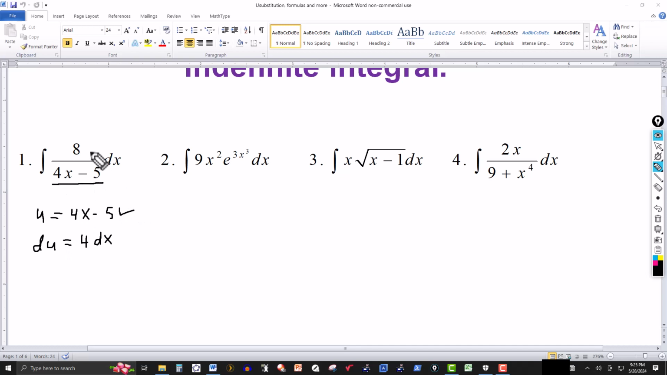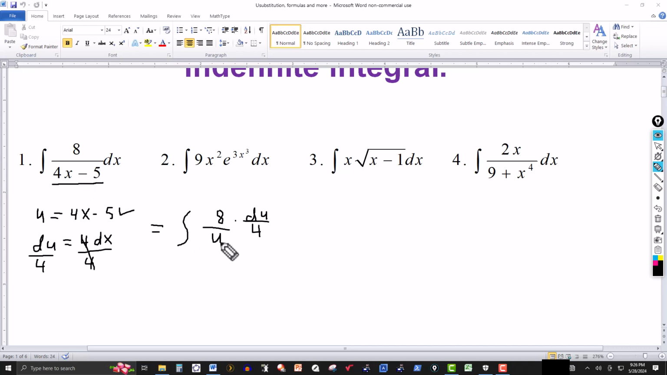So now the object is to transform this integral, but instead of an x variable, we want the u variable. So the 4x minus 5 will be replaced by u. X is not allowed once you make the substitution. For the dx, I divide both sides by 4, so dx equals du over 4. I can rewrite this integral then as the integral of 8, a constant, just leave it there, and then the dx is replaced by du over 4. And then 4x minus 5 is replaced by u.